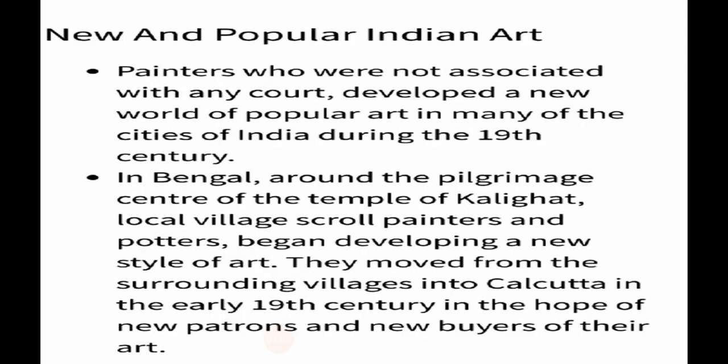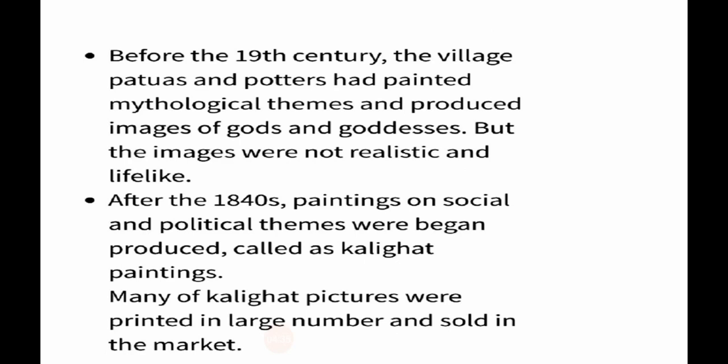After the 1840s, paintings on social and political themes began to be produced, called Kalighat paintings. It is an important topic, often asked in prelims exams. Many of the Kalighat pictures were printed in large numbers and sold in the market. By the late 19th century, mechanical printing was established, which allowed prints to be produced in even larger numbers and become accessible to the poor too.